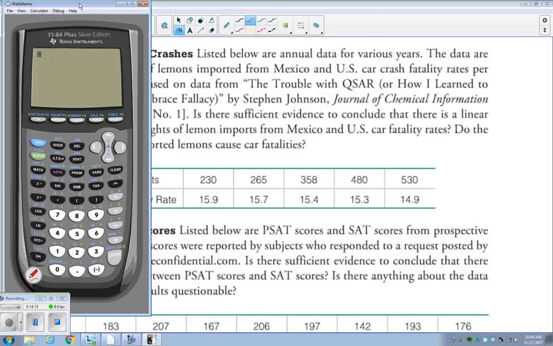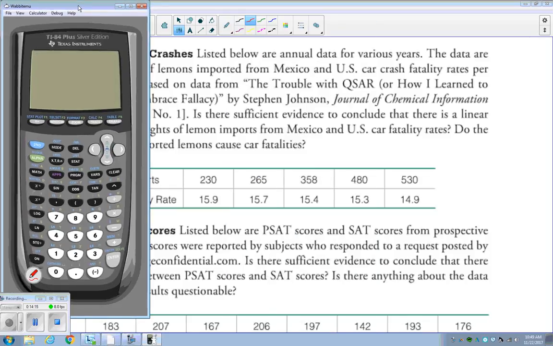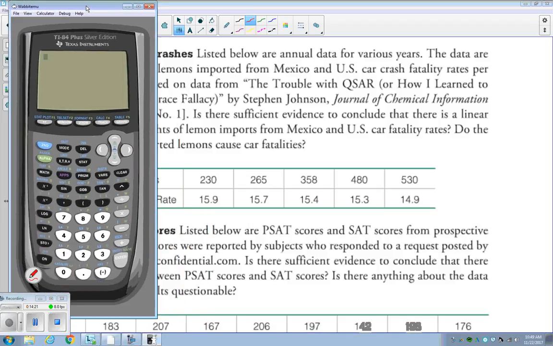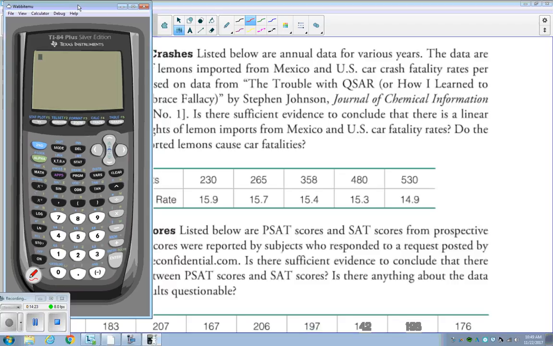So we're going to let our x variable be the lemon imports and the crash fatality rate be our y variable. Just like we did before, we're going to go into second and stat because that's our list. Sorry, don't go that way. Go to stat, not second stat. We're going to go in and we're going to edit our data in our list.